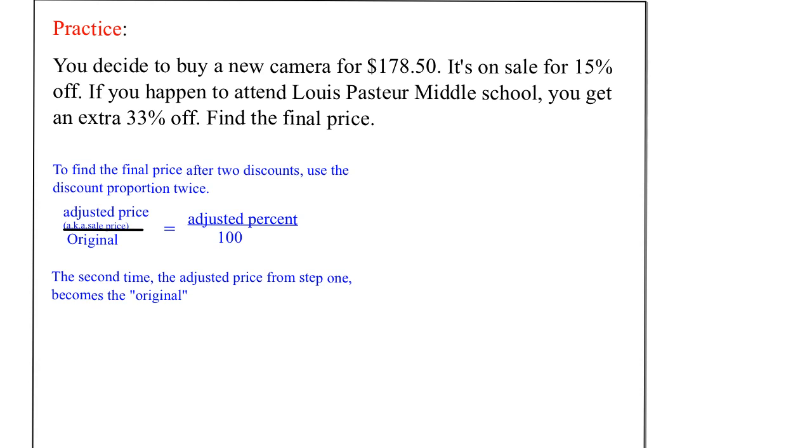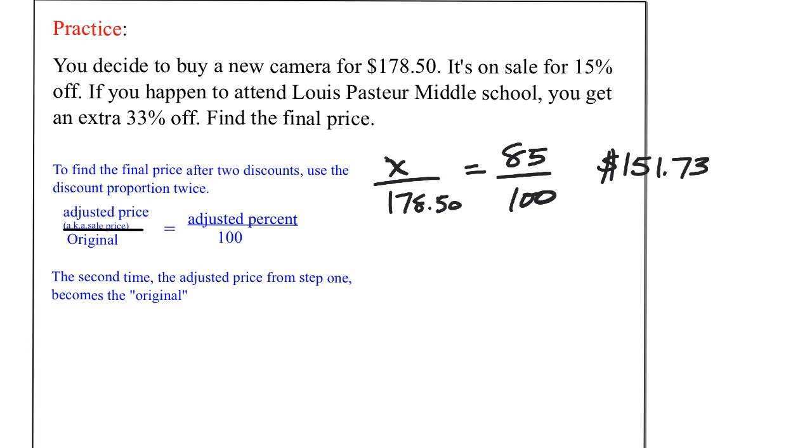So we're going to set it up by taking 15% off of 178.50, which means in our proportion we're really using 85 over 100. The percent that we're paying is 85%, since it is 15% off. Now this will give us around $151, if you solve it correctly, cross multiply, $151.73.